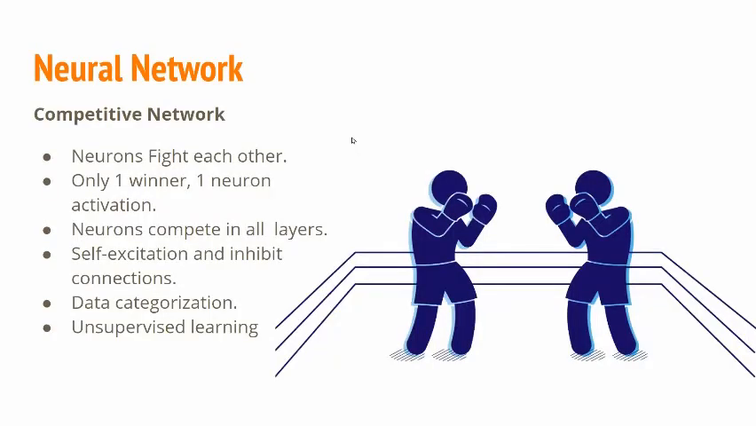For the neural network, we chose to use a competitive network. It is because in these neural networks, the neurons fight each other. There will be only one winner, and that means that there will be only one neuron activation. The neurons will compete in all the layers. This is possible thanks to self-excitation of the neurons and inhibitory connections between all the other neurons. This kind of neural network is used in data categorization and it is unsupervised learning. It is also used in pattern recognition.